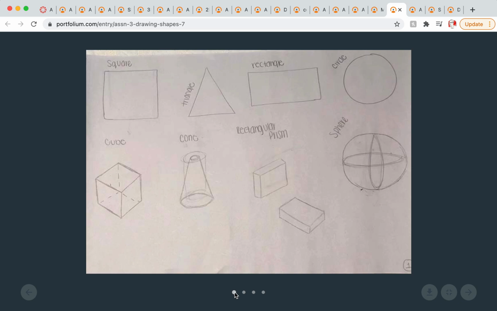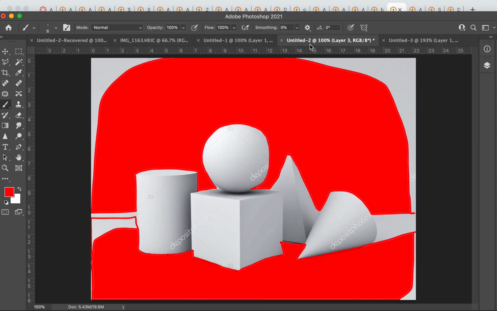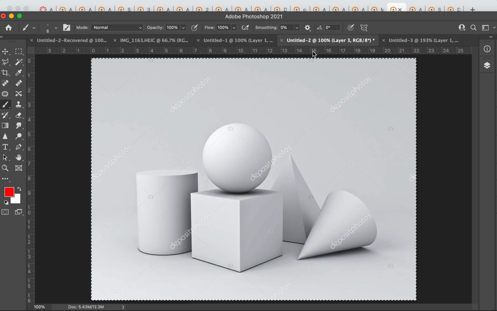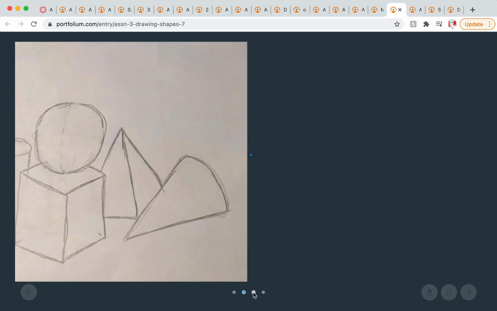Okay, so let's move on. Here's a square, triangle, rectangle, circle. I see a cone and then there's a cylinder in there. Rectangular prism, okay. Again, just be careful with your lines. This one looks really flat and it should be rounded, right? Yeah, it should be rounded. Okay, let's see how we do on the next one.